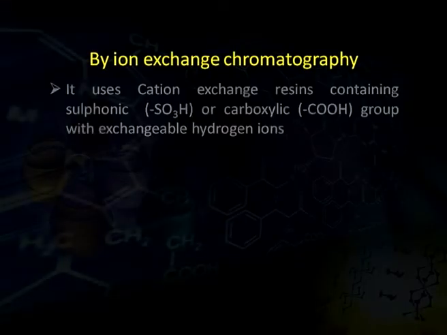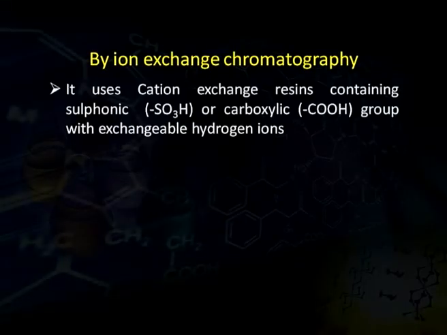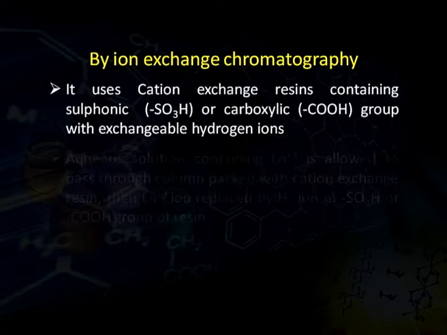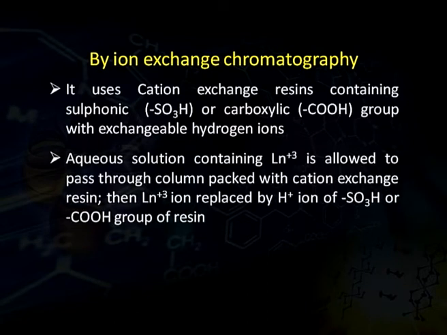The ion exchange chromatographic method is much better. It uses a cation exchange resin containing sulfonic or carboxylic groups with exchangeable hydrogen ions. The exchange process is mostly stoichiometric in nature, and the exchange of ions takes place at the surface. The aqueous solution containing lanthanides in the +3 state is allowed to pass through a column packed with cation exchange resin. Then lanthanum +3 ions are replaced by the hydrogen ion.